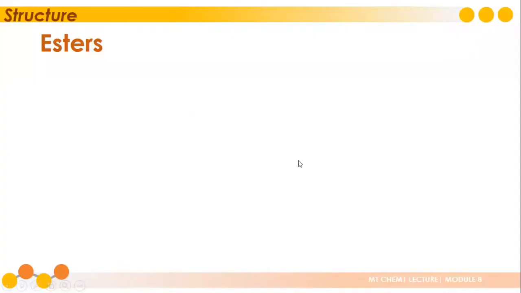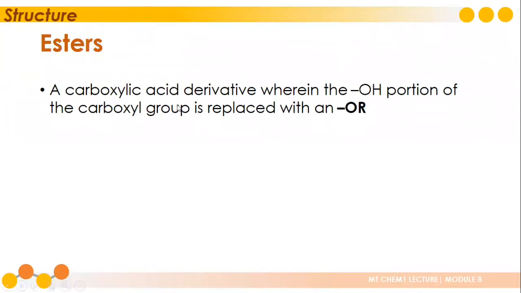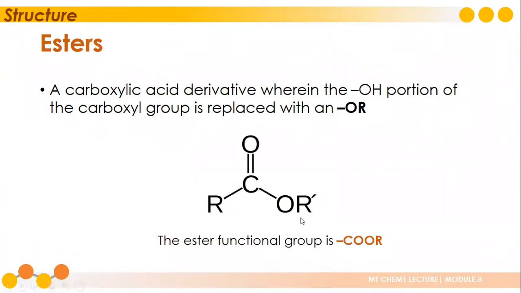So what is an ester? An ester is a carboxylic acid derivative wherein the OH portion or the hydroxyl portion of the carboxyl group is replaced with an OR group. The ester functional group is COOR, and its structure looks like this.